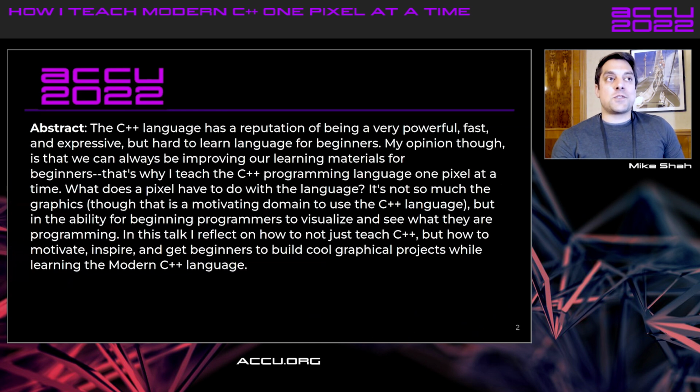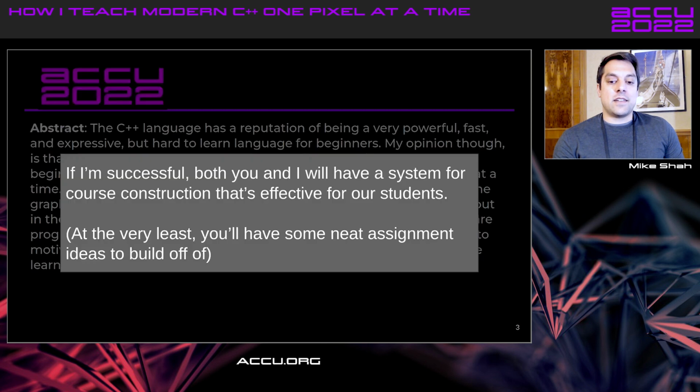So here's the abstract that hopefully got folks interested in attending this session. I'm going to be talking again about how I teach C++. I'll try to give some context to how I'm teaching it, where I'm teaching it, and some of the tools and techniques I've used to create what I think is an engaging C++ course, but you're going to be part of the judge here. So with that said, if I'm successful today, you and I will hopefully have some system for building courses that are effective for our students.